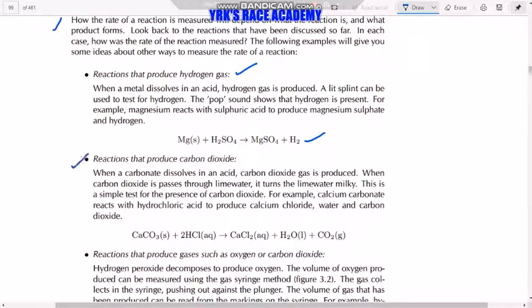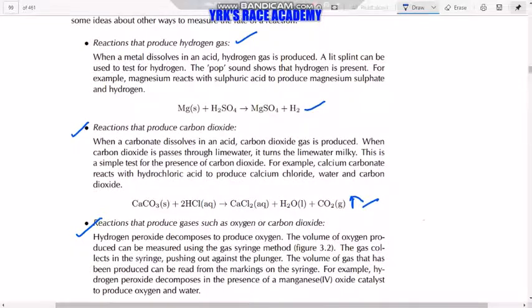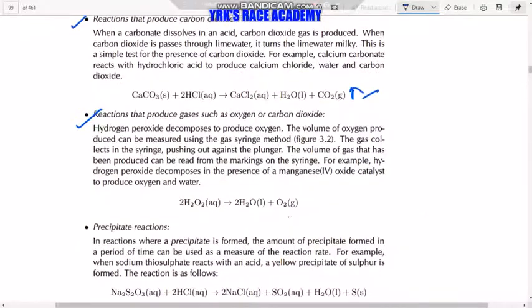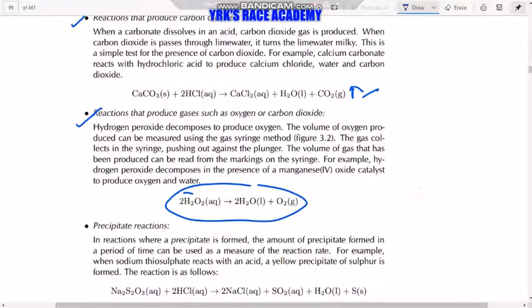Another example is a reaction that produces carbon dioxide: marble reacts with hydrochloric acid and liberates carbon dioxide gas, which we observed. Another one is a reaction that produces a gas such as oxygen, which is also an example when hydrogen peroxide is subjected to decomposition to water and oxygen. So hydrogen peroxide decomposition produces oxygen. This is also another example in the study of rate of reactions.